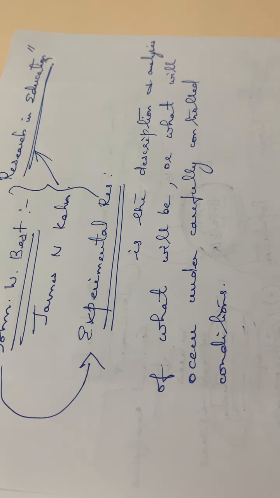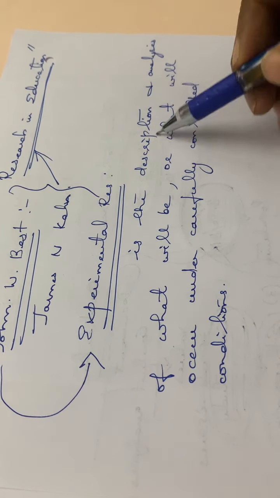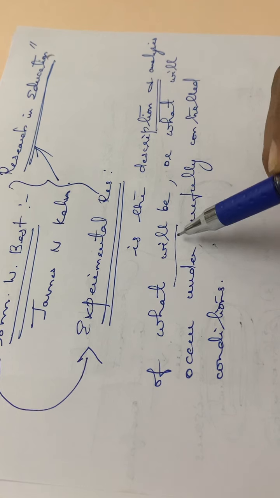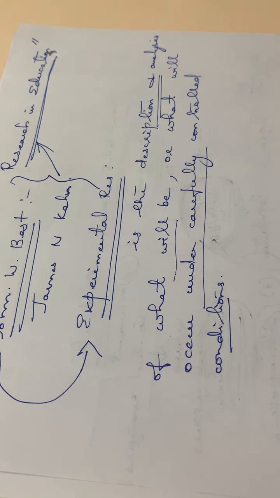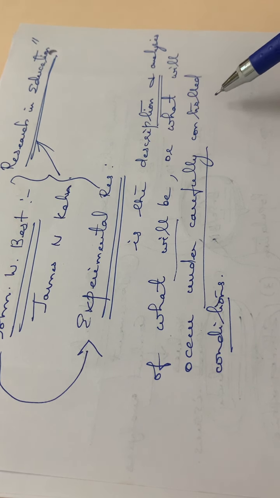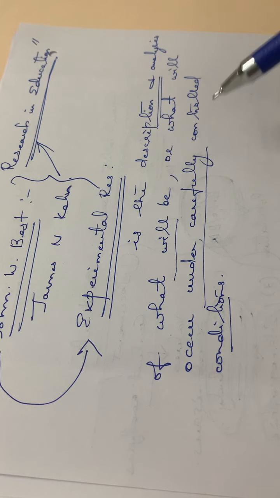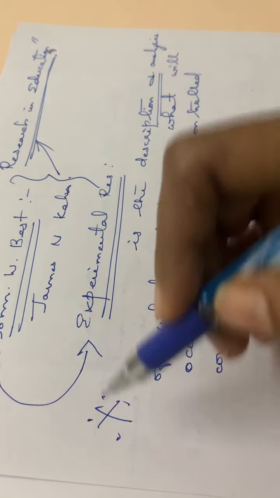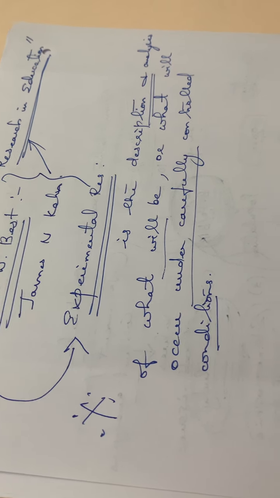So experimental research, this is the definition given by John W. Best. It is the description and analysis of what will be or what will occur under carefully controlled conditions. Controlled conditions, I had told you the meaning. So what is the result of an experiment which is done under a carefully controlled condition? Okay, so this definition is a very, very important definition for experimental research. You have to go through that.